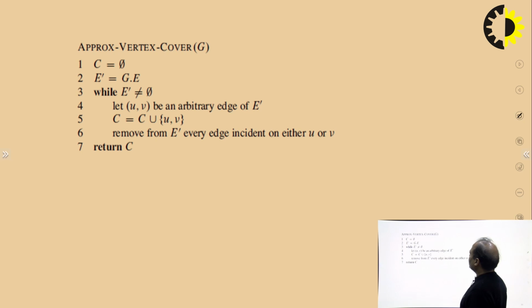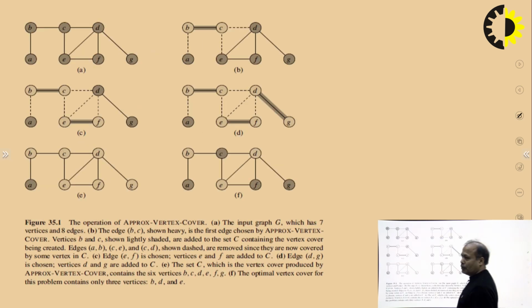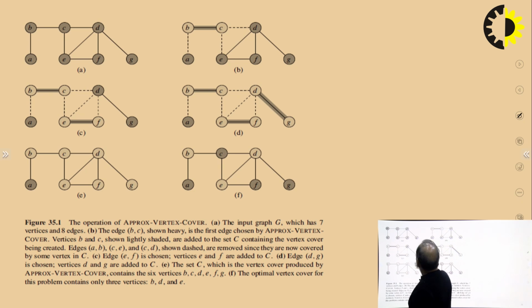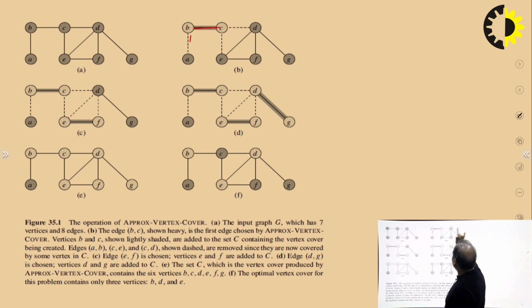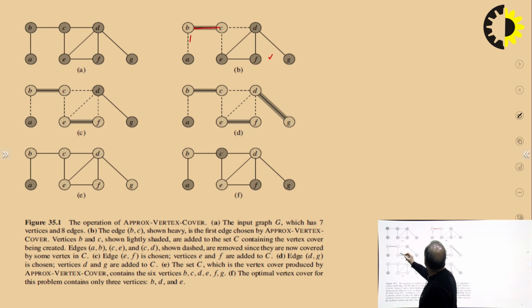Suppose this is the graph. Let us take B and C. If we take B and C as an arbitrary edge, remove all the other edges which are incident on either B or C. This is the vertex cover algorithm. This is incident, remove it. One edge is incident, remove it. This is the first step. Consider the next one, EF. What is incident on E? This is incident, this is incident. Then again take D and G.